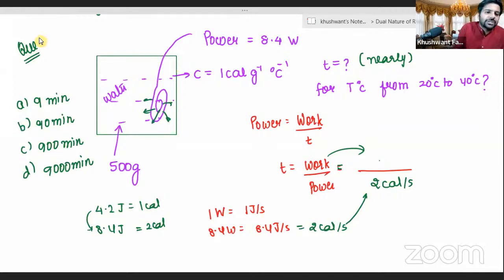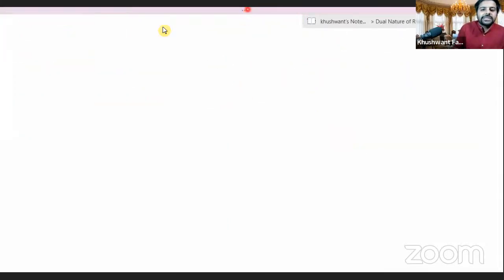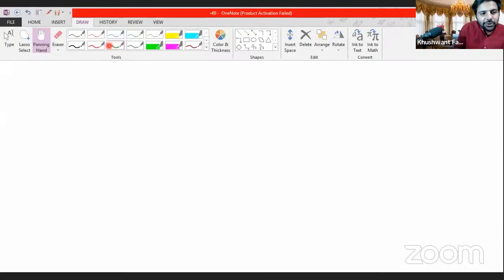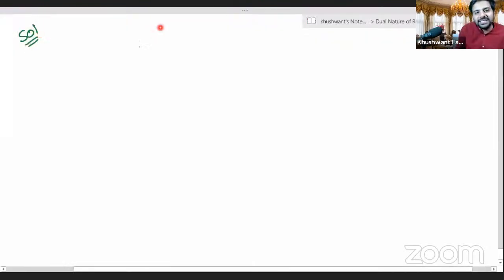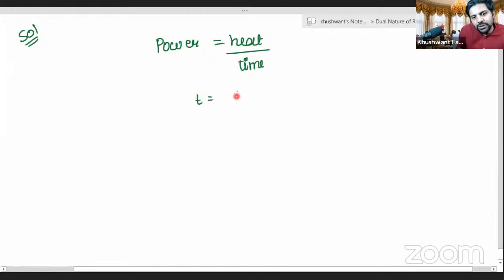Let's discuss this question. Now we all have understood this one fact. Let's take a quick look into the question. We just described that power is equal to the amount of heat required by water upon time taken. We want to calculate this time. So t is equal to heat required by power. Now we know that heat is equal to m c delta T, where m is the mass of water, c is the specific heat capacity of water, and delta T is the change of temperature.